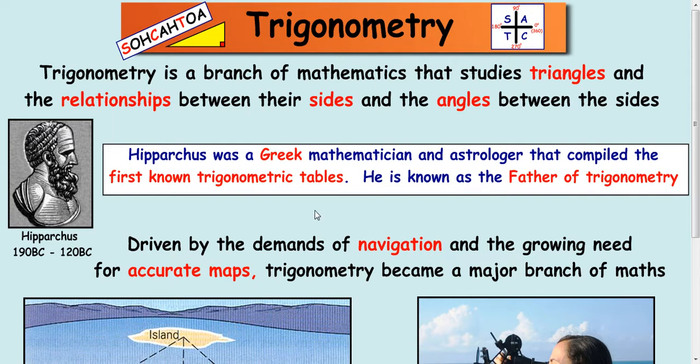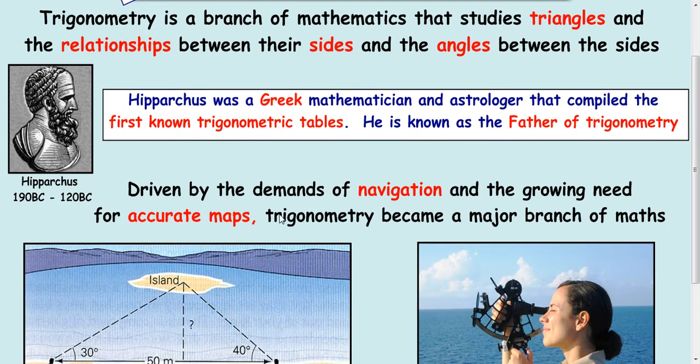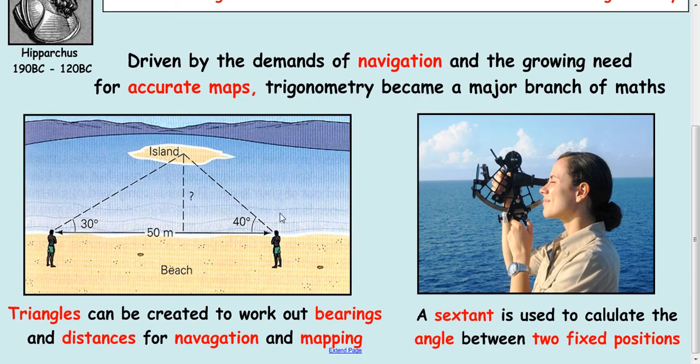People wanting to get accurate maps, to navigate the seas and to find out ways to do this and to find distances between places in the sea. Triangles can be created here to work out bearings and distances. If we've got a person standing here, you could measure a distance on the land, and you could also work out angles to different places using this tool here called a sextant. It can calculate angles between two fixed positions.